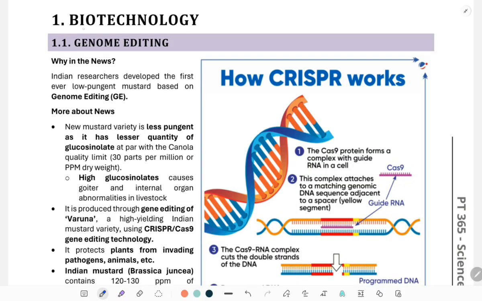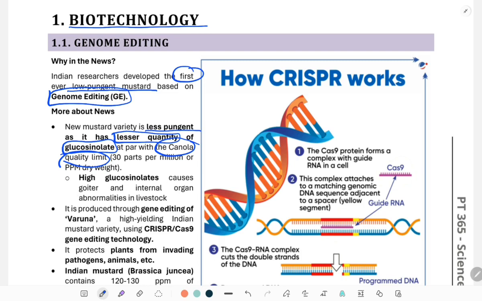Let us start the discussion with biotechnology. First one, genome editing. Indian researchers developed the first ever low pungent mustard based on genome editing. The new mustard variety is less pungent as it has a lesser quantity of glucosinolate, at par with the canola quality limit.